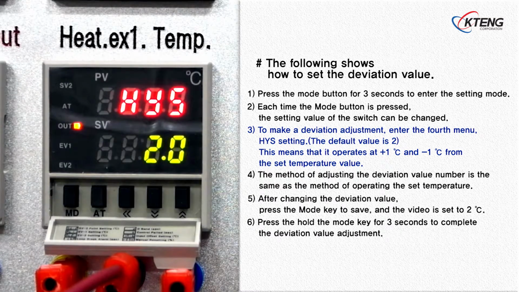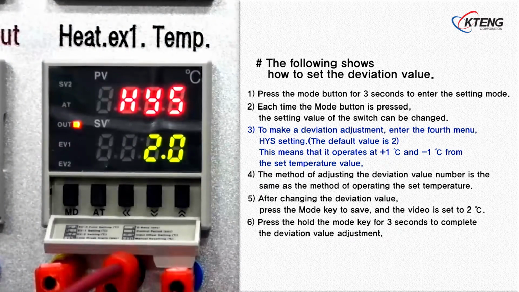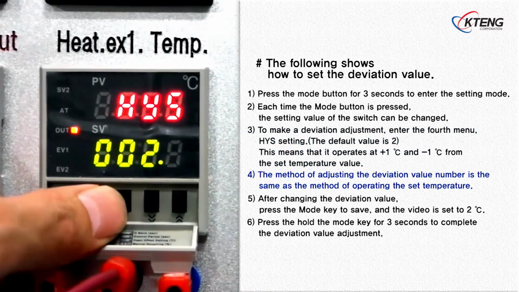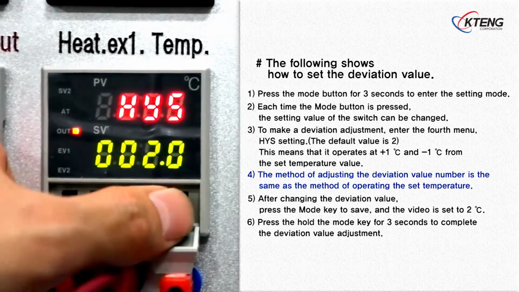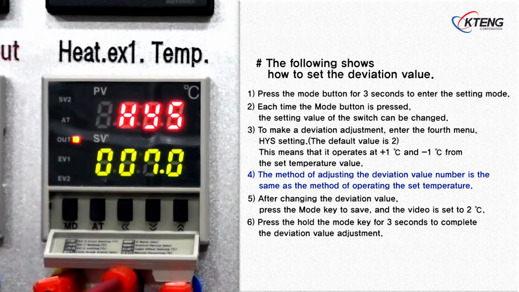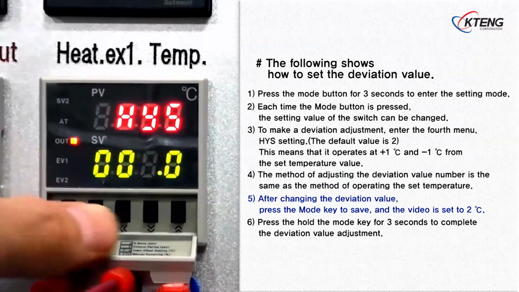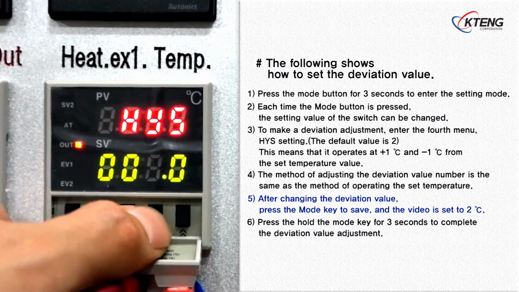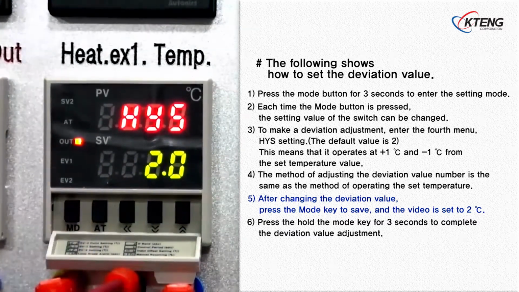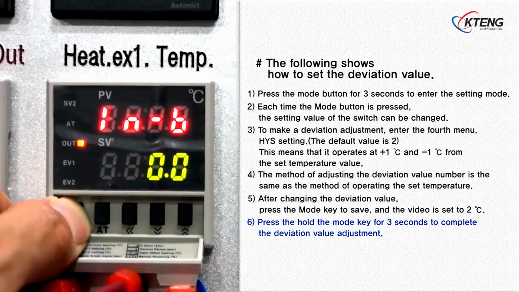This means that it operates at +1 degree Celsius and -1 degree Celsius from the set temperature value. The method of adjusting the deviation value number is the same as the method of operating the set temperature. After changing the deviation value, press the mode key to save; here it is set to 2 degrees Celsius. Press and hold the mode key for 3 seconds to complete the deviation value adjustment.